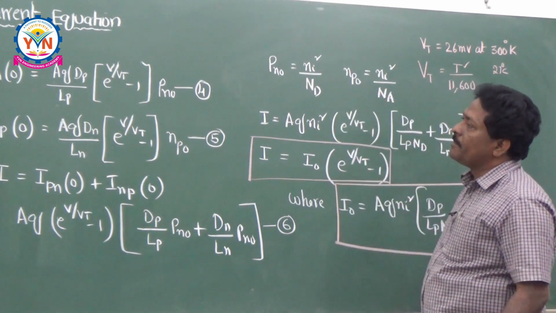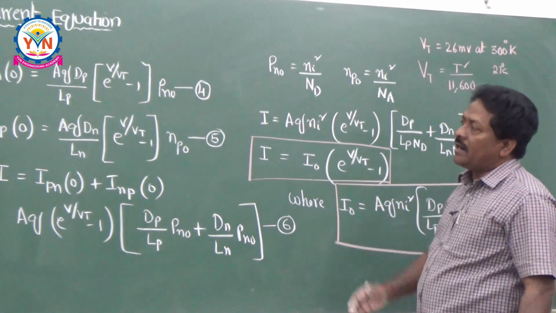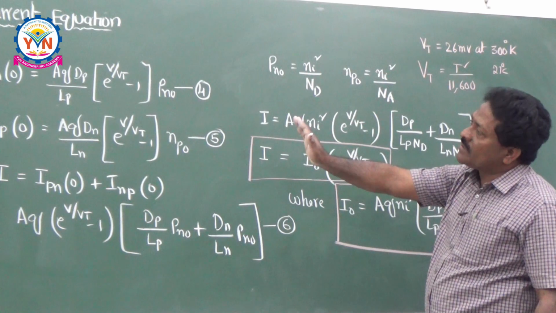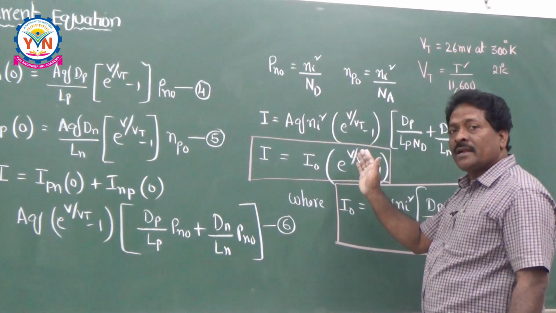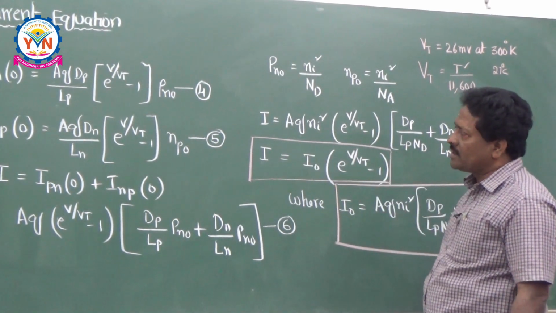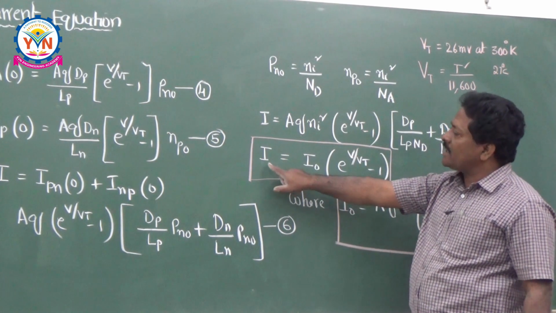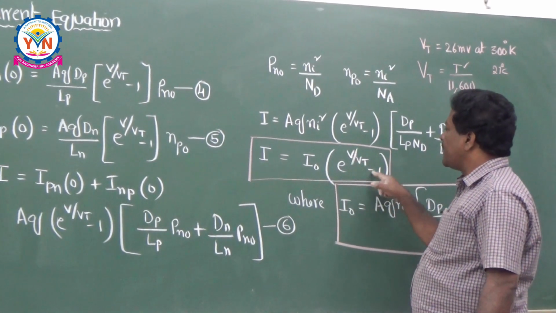So very simple. I have taken the diffusion current expression here, and I have considered the diffusion of the holes from P to N and diffusion of the electrons from N to P. Just by using ordinary mathematical expressions, finally I calculated the current through the diode as I naught into e to the power of V by Vt minus 1.